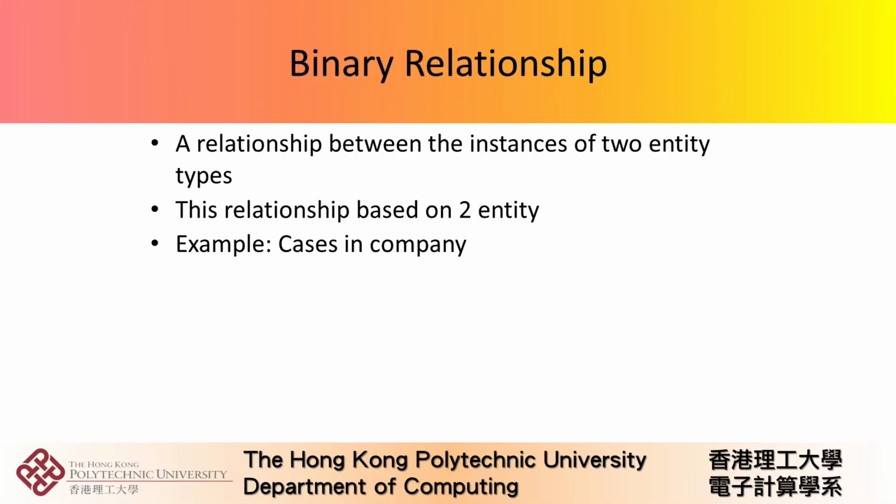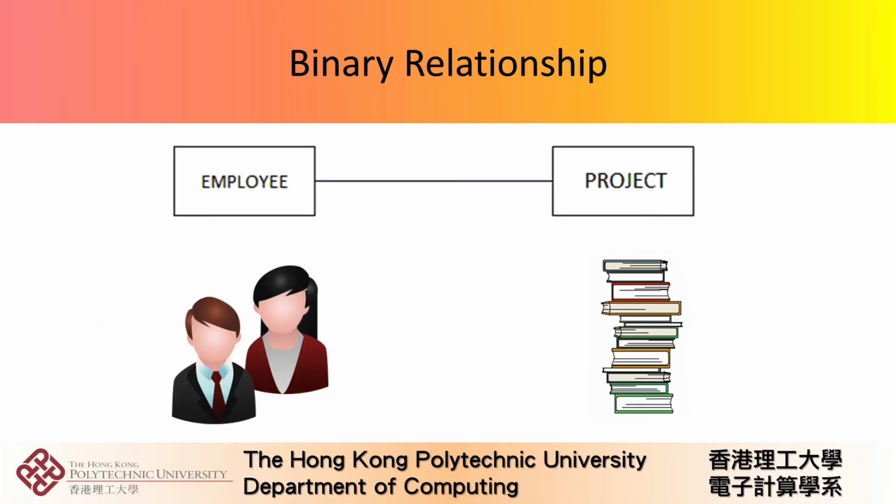A binary relationship is a relationship between the instances of two entity types. This relationship is based on two entities. We will take a case in a company. In a company, there are many employees who are in charge of different projects. Therefore, there should be two entities, employee and project. The relationship between these two entities should be handles or handled by.